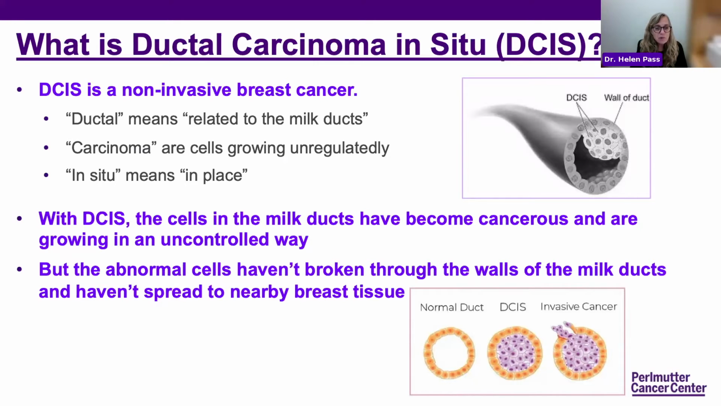This is a very important distinction because, as you can see on the bottom here, a normal duct has no abnormal growth going on. DCIS, these purple cells in the middle of the milk duct, are unregulated and growing out of control, but they haven't burst through the wall of the milk duct.